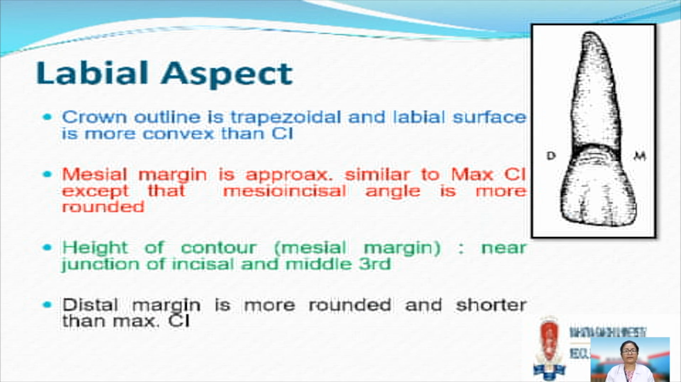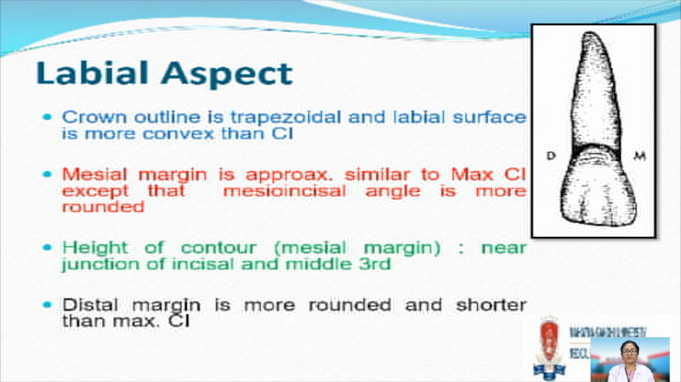Now, it can be described in different aspects. The first aspect is the labial aspect. The crown outline from the labial aspect is trapezoidal and the labial surface is convex, and this convexity is comparatively more than the central incisor.